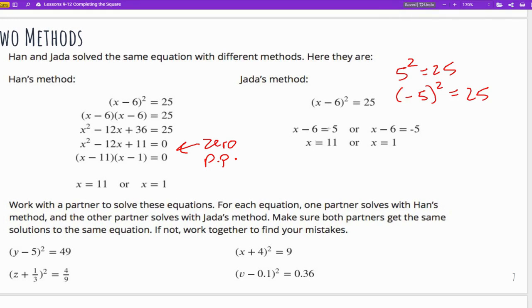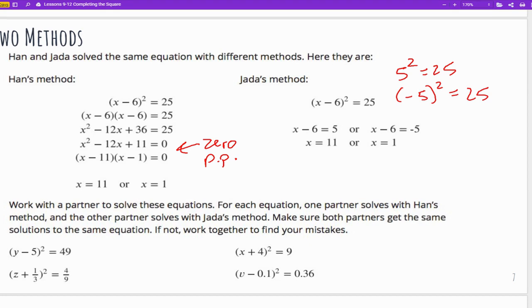x minus 6 could equal 5, because 5 squared is 25. Or x minus 6 equals negative 5, and negative 5 squared equals 25. Adding 6 to both sides, 5 plus 6 is 11. Adding 6 to both sides, x equals 1. Well, now that's convenient. They get the same answer, but Jada's method's a lot less work.